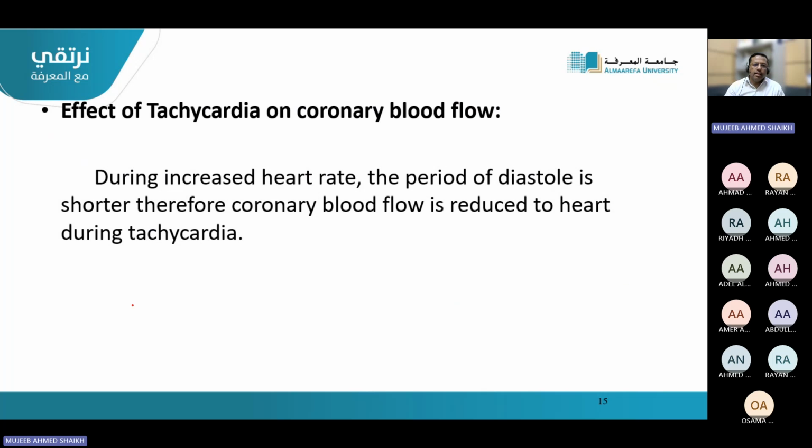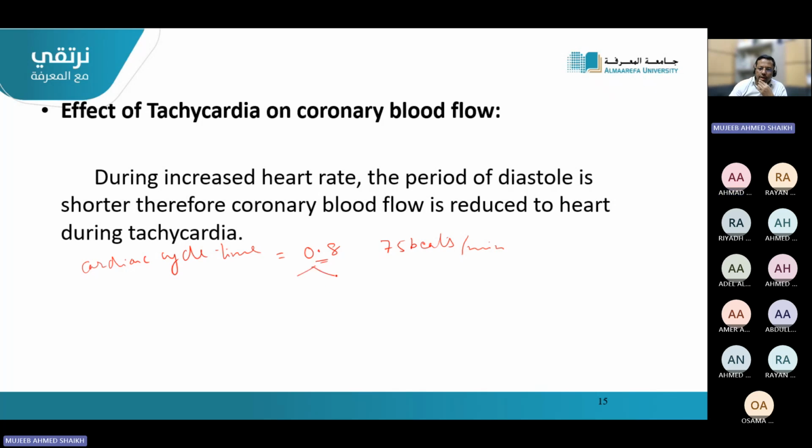Okay, now we have seen the blood flow is phasic to the left ventricle, or even to the right ventricle. In which phase is the blood flow maximum? Diastole. What is the normal cardiac cycle time? 0.8, yes. When will it be 0.8? When the heart rate is 75 beats per minute, because we divide 60 by 75, it will give you 0.8, right?